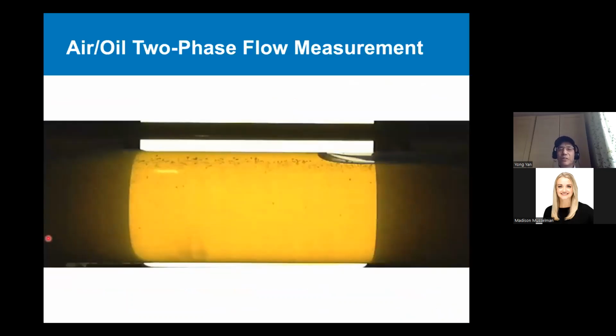This video shows you if we do have air bubbles in oil, you can see what happened. So you've got a very long and large air bubble, and we have tiny ones. We are not interested in this distribution. We want to measure accurately the mass flow rate of oil. So we have done a lot of work in this.